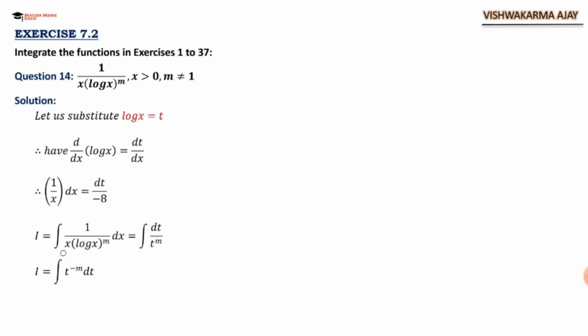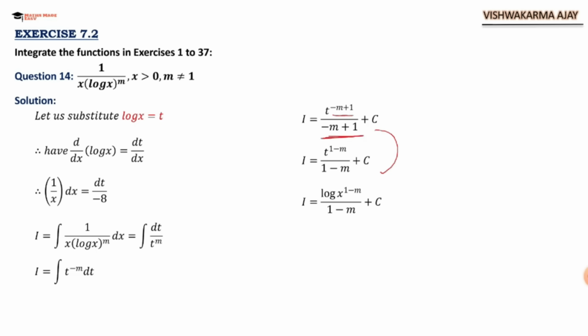The integral of 1 upon x log x to the power m dx can be written as the integral of dt upon t raised to m. Further, this t will go in the numerator, t to the power minus m. Now using the basic integral formula, t to the power minus m plus 1 upon minus m plus 1, but don't forget to substitute the value of t. Okay, what is happening here? It's nothing, it's just arranging for a better visual. Since minus m plus 1 can be written as 1 minus m.